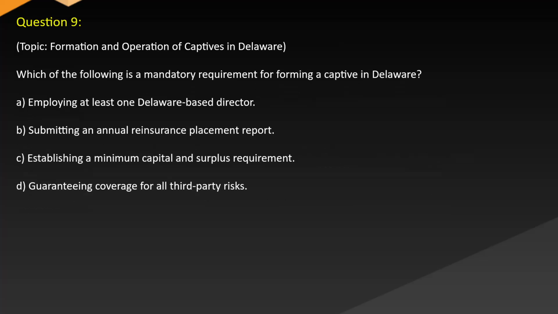Question 9. Topic: Formation and operation of captives in Delaware. Which of the following is a mandatory requirement for forming a captive in Delaware? A. Employing at least one Delaware-based director. B. Submitting an annual reinsurance placement report. C. Establishing a minimum capital and surplus requirement. D. Guaranteeing coverage for all third-party risks.